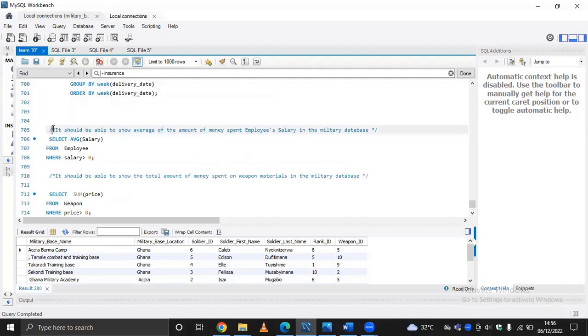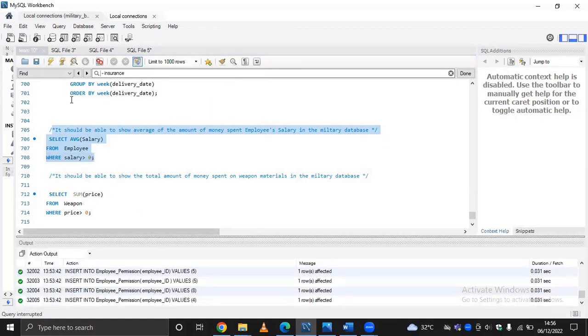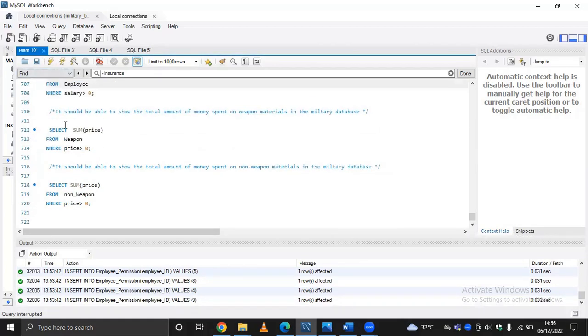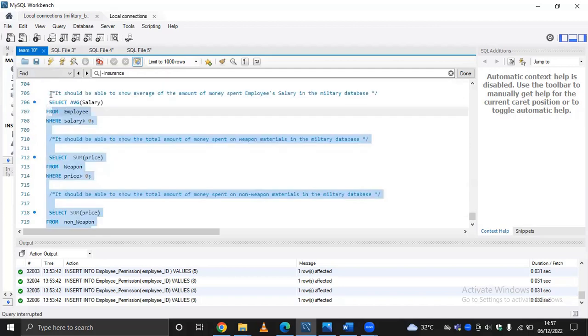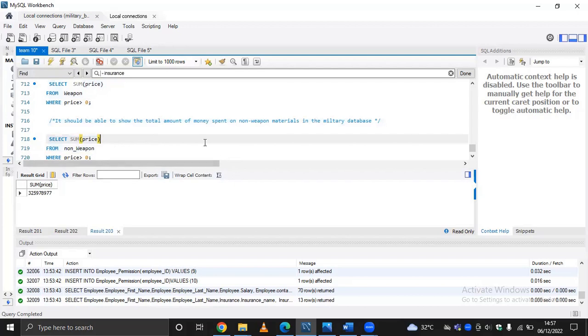And this one gives the average amount of money spent on salary for soldiers. And this one is the sum, the total amount of money spent on the weapon, and the last one is the amount of money spent on non-weapon. So if I run it, you can see this one is for average of salary, this one is spent on weapon, and this one is spent on non-weapon.